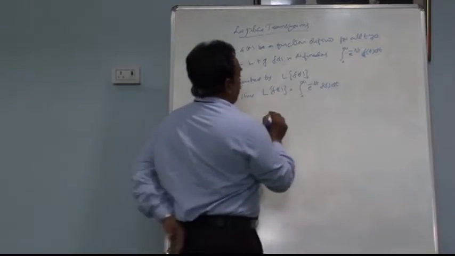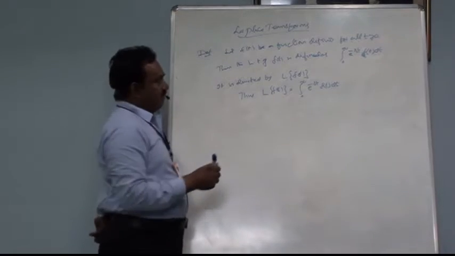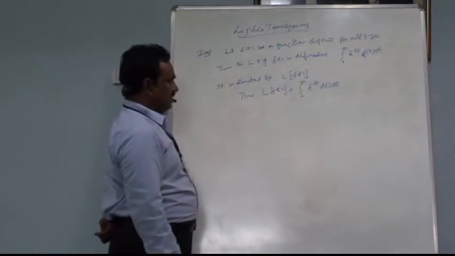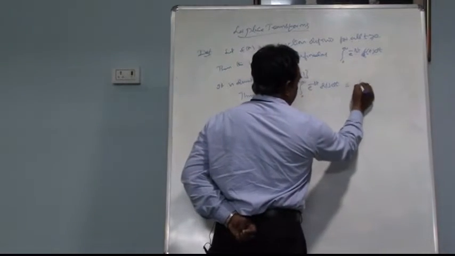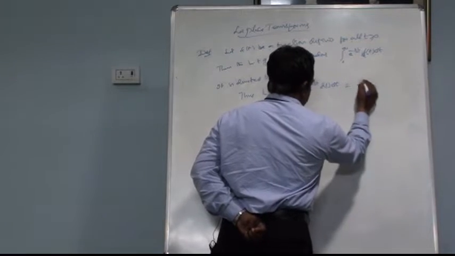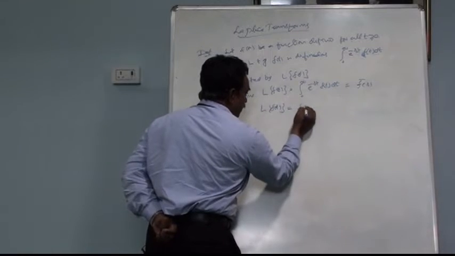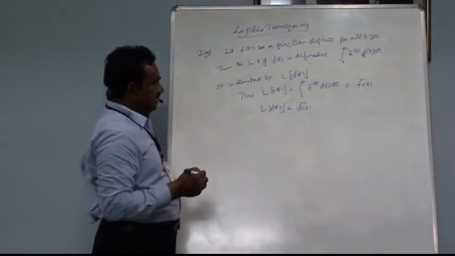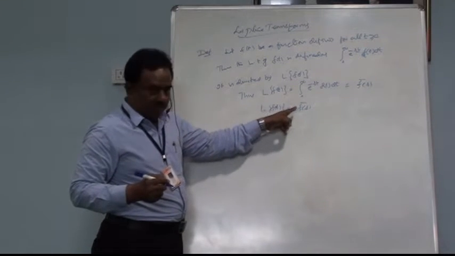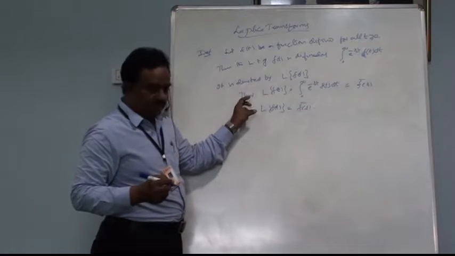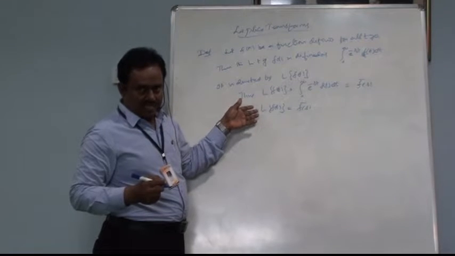So, after this transformation, what are we doing? Here, f of t is a function of t. By applying this Laplace transformation, we are getting a function in terms of s. It is denoted by f bar s. Thus, clearly, L of f of t is equal to f bar s. It means Laplace transformation changes a function f of t into a function f bar s. So L indicates transformation. Since it was invented by Laplace, it is named by his name, Laplace transformation.